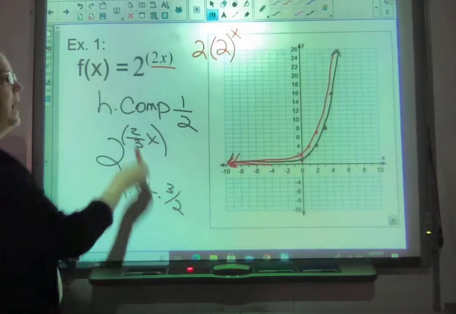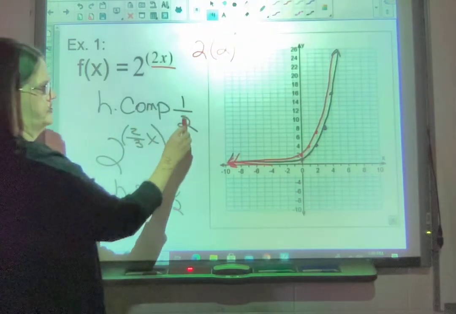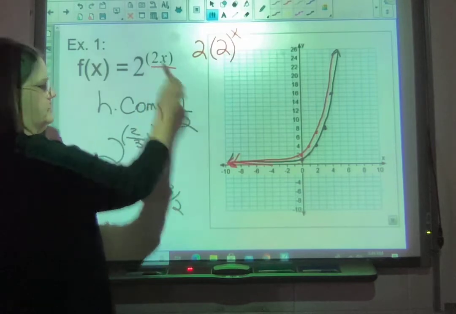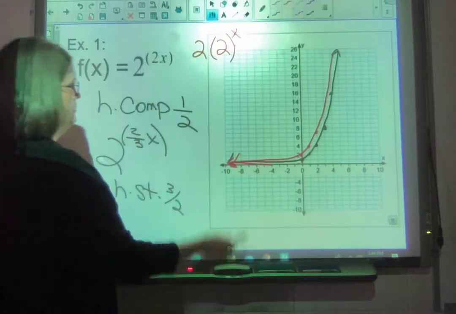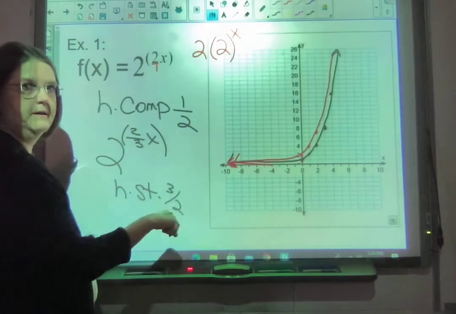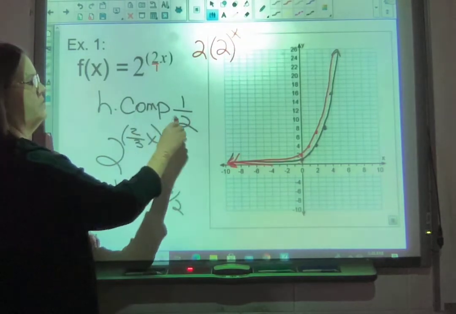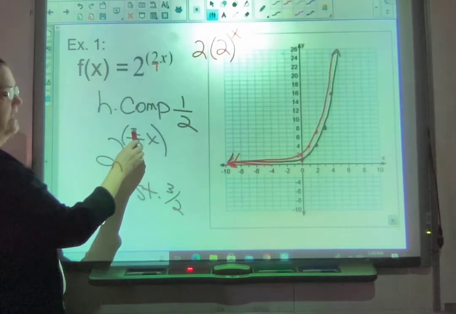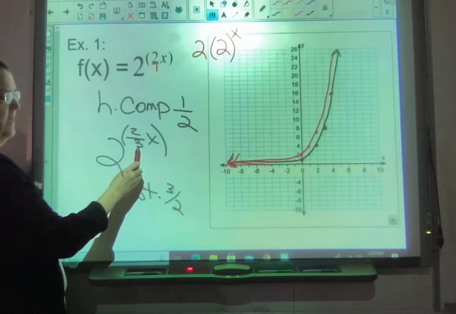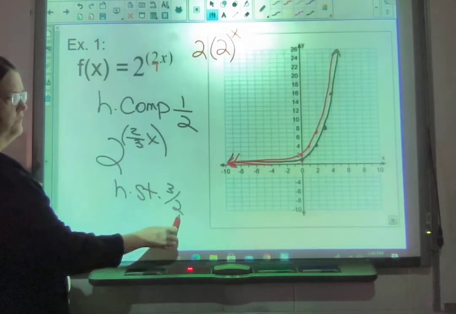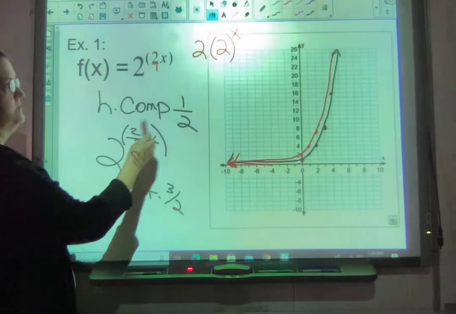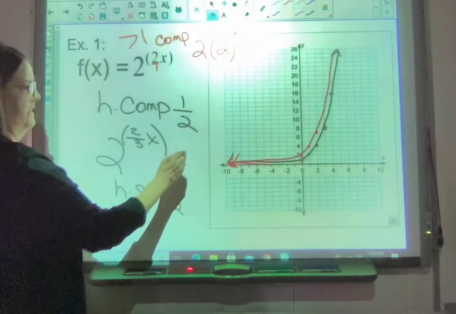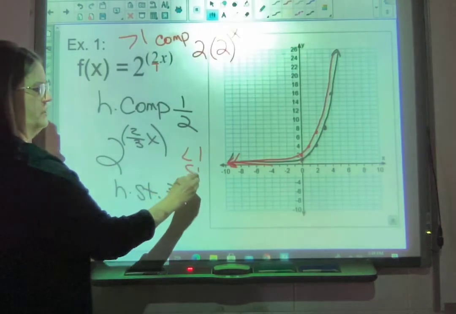And so when we write it, we don't write it as a horizontal compression of 2, we write it as a horizontal compression of 1/2. We actually take that number, because 2 can be written as 2 over 1, and we flip it, we invert it. So it's a horizontal compression of 1/2, and I did another one here that had a different fraction. So you've got 2/3 x. When you flip that one, it's a horizontal stretch of 3 over 2 because that number is less than 1. So greater than 1 is actually a compression now, and less than 1 is a stretch.